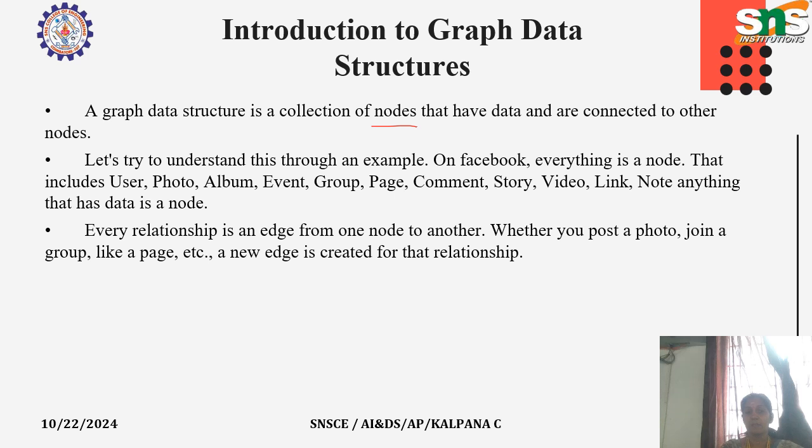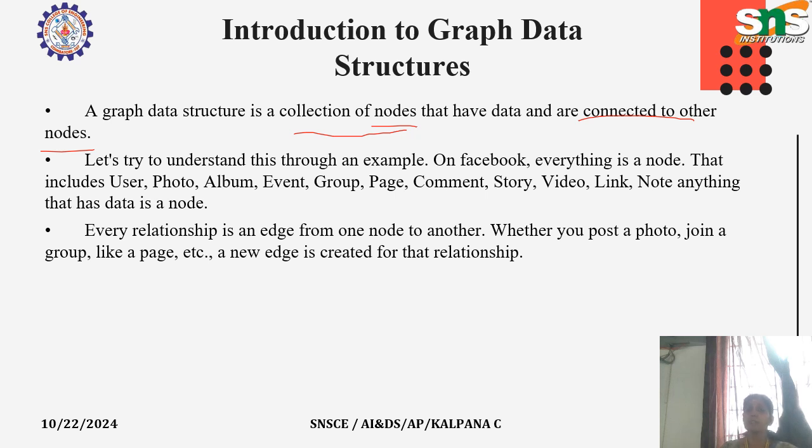Our graph data structure is a collection of nodes that have data and are connected to other nodes with the help of links or edges. Let's say a real-time example, Facebook or Instagram, is an example of a graph data structure.